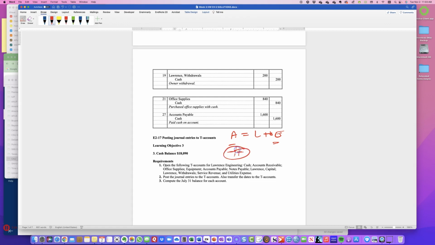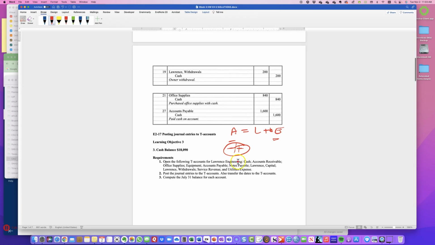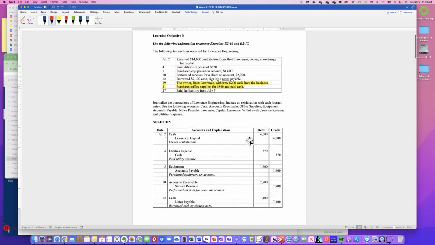In this case, both of these accounts are asset accounts. One is decreasing, the cash, and one is increasing, the office supplies. So we have just one side of the equation balancing out. Then we will go back up to see our last one, which is that we paid the liability from July 5th. We'll highlight that.